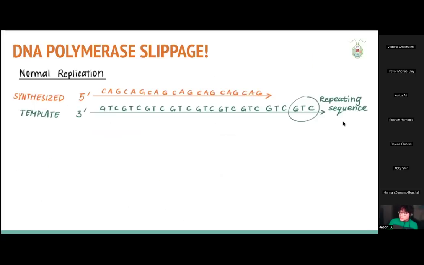Another way to introduce errors in our DNA replication is DNA polymerase slippage. It can do two things. It can slip forward and backwards. Now, DNA replication is actually very, very good at being very accurate. So these kinds of things are rare, but they do happen. Next slide, please.